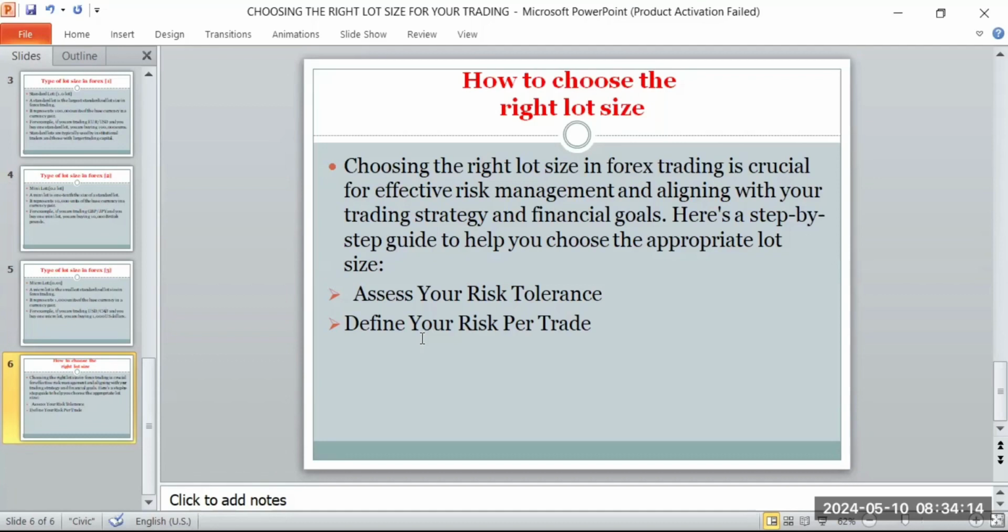Because guys, if you take a high risk and the market is moving against you, you're going to see the loss is going to be way big, and you end up being emotionally attached to the trade.